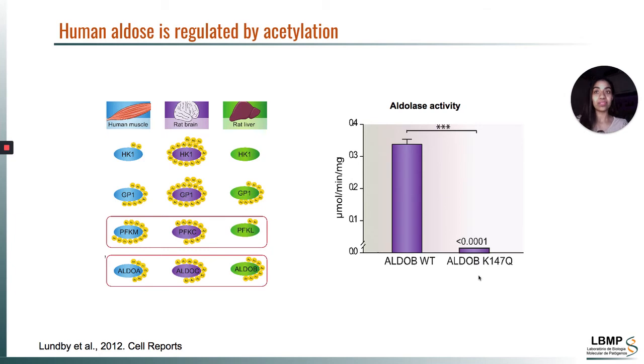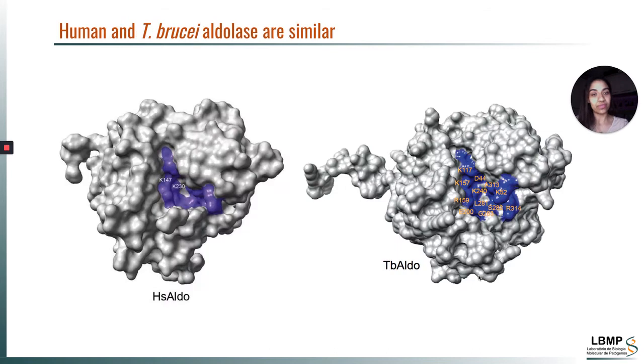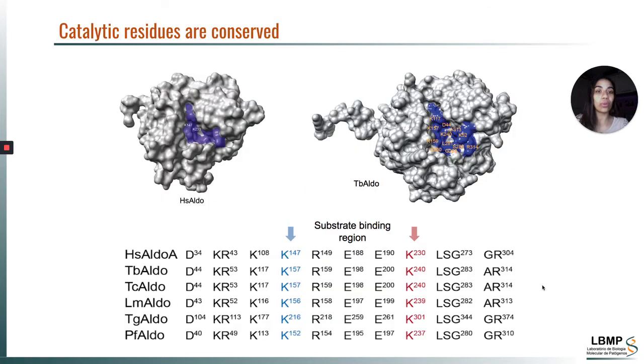And we decided to compare the structure of these enzymes, and we can see that the human aldolase and the Trypanosoma brucei aldolase are very similar. And making an alignment of these proteins, we can see that these residues marked here in blue that make up the catalytic site are conserved, not only between human and brucei, but also in other trypanosomatids. The residues just change the number for the position, but they are conserved.